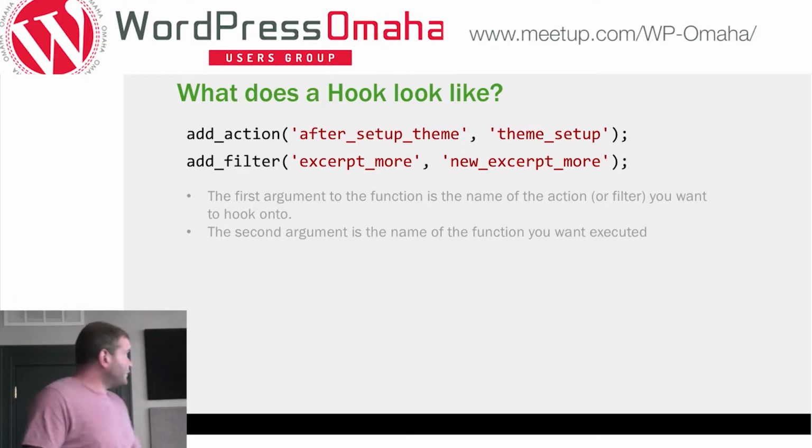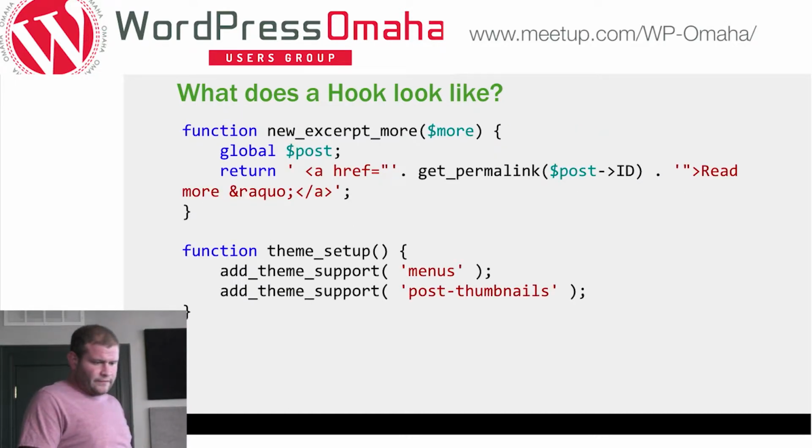So these are what two example calls look like, both an action and a filter. There's more arguments that these functions can take. Again, for simplicity, I omitted all of that. But the basic gist is your first argument is what you're wanting to hook onto. Then the second one is the name of the function you want executed at that point in time. And these are examples of those two functions.